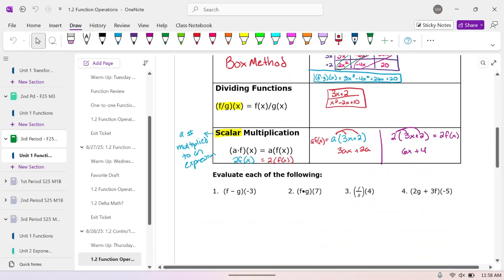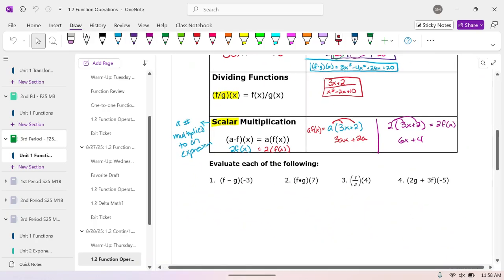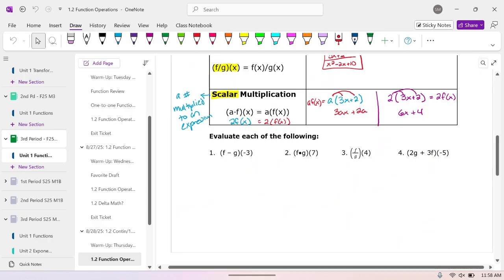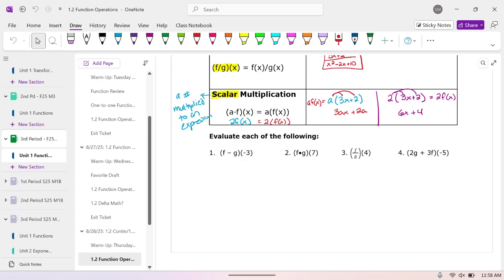All right, so I'm looking at the examples at the bottom of page 1. So these are some more evaluation examples similar to what we just did in the warm-up. Now, in the warm-up, I essentially showed you the first way that you can do these. I'm now going to show you the easier way that you can do these.